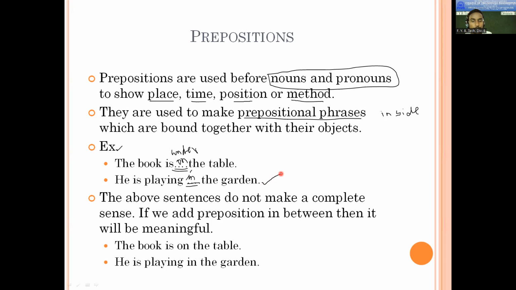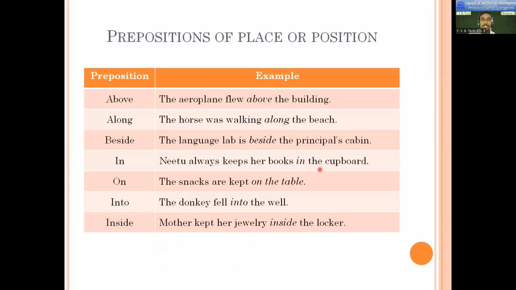garden. Okay, so the above sentences do not make complete sense. If we add prepositions in between them, it will be meaningful. So your sentence can be: the book is on the table, he is playing in the garden, and now the sentences are meaningful. Therefore we need to use these prepositions exactly and correctly. Okay, so here we will see some prepositions and their examples one by one.